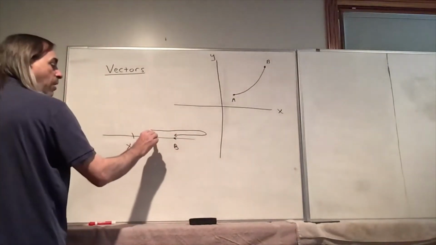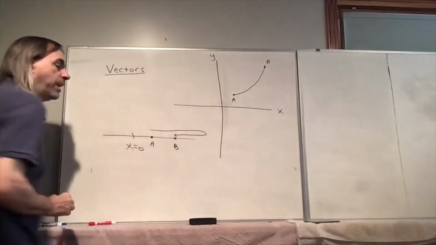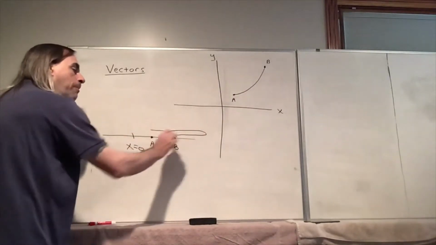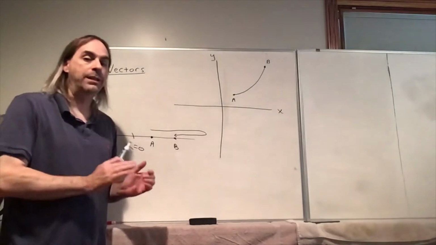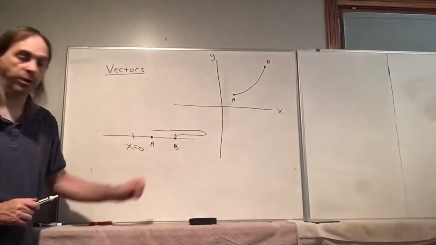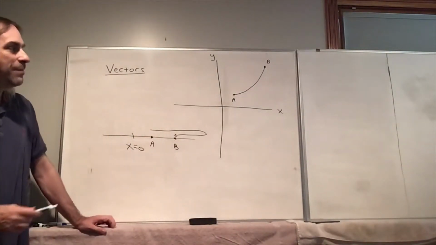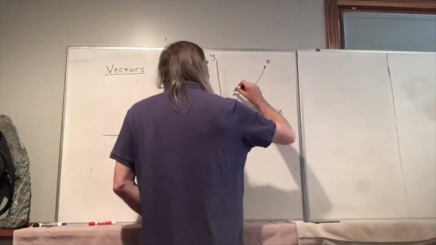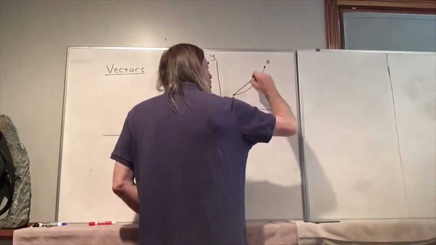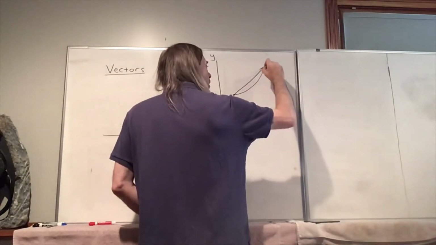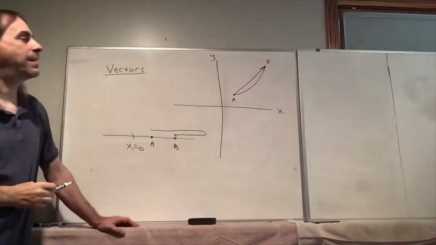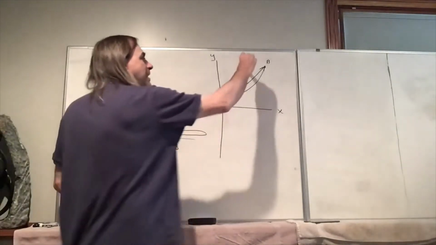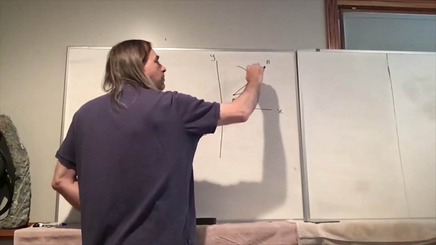We said the displacement is just the difference between these 2 points. It has nothing to do with the actual path taken. It only depends on the 2 endpoints of the motion. And we can do the same thing for displacement here, where we just draw a line connecting these 2 points. And we give it an arrow to indicate that we are going from A to B. So this is a displacement vector.